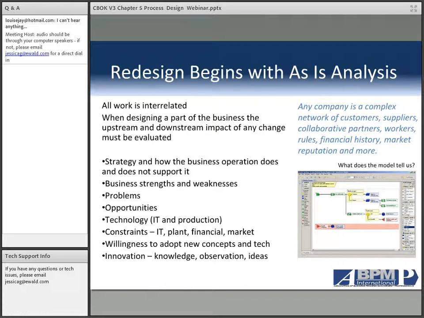And in defining them, you can have a lot of political problems. So you have to be aware of that and start to figure out how you want to deal with them. Same thing with problems, opportunities, technologies, constraints. Looking at all of these different elements and how they're going to affect the design and how they're going to affect what you need to include in this moving forward.